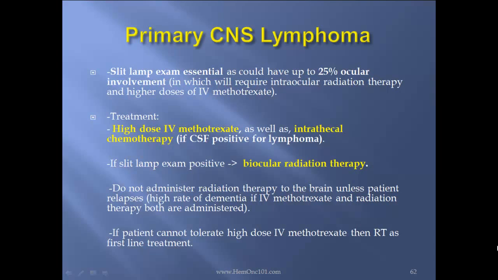Treatment: high-dose IV methotrexate as well as intrathecal chemotherapy with CSF positive for lymphoma. If the slit lamp exam is positive, then bilateral ocular radiation therapy. Do not administer radiation therapy to the brain along with IV methotrexate unless the patient has relapsed, since there's a high rate of dementia. If the patient cannot tolerate high-dose IV methotrexate, then RT as first-line treatment.